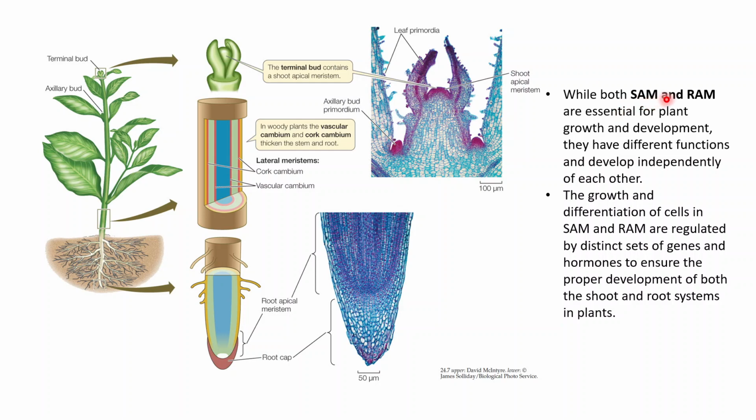While both shoot apical meristem, SAM, and root apical meristem, RAM, are essential for plant growth and development, they have different functions and develop independently of each other. So they are developing independent of each other. The growth and differentiation of cells in SAM and RAM are regulated by distinct sets of genes and hormones to ensure the proper development of both shoot and root systems in plants. So not a single set of genes is responsible for both SAM and RAM. There are distinct sets of genes and both can develop independently of each other.